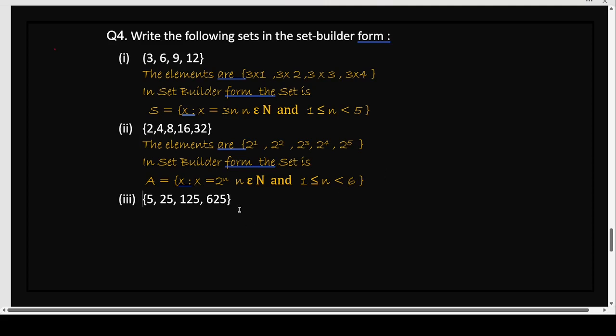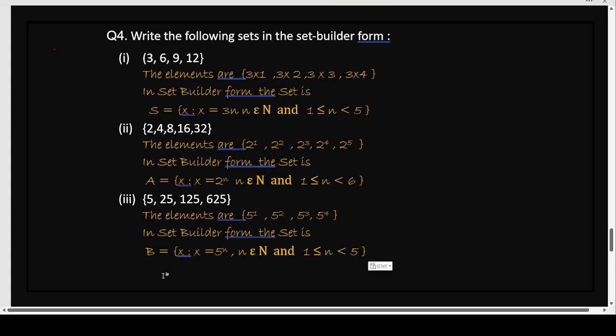We'll move to the next question. This is 5, 25, 125, 625. If you observe, it is similar to the previous problem. These numbers are 5 raised to natural numbers. We'll write the elements first. The elements are 5 raised to 1, 5 raised to 2, 5 raised to 3 and 5 raised to 4. In set builder form, the set is B equals {x such that x = 5 raised to n}, where n belongs to natural numbers N and 1 ≤ n < 5.